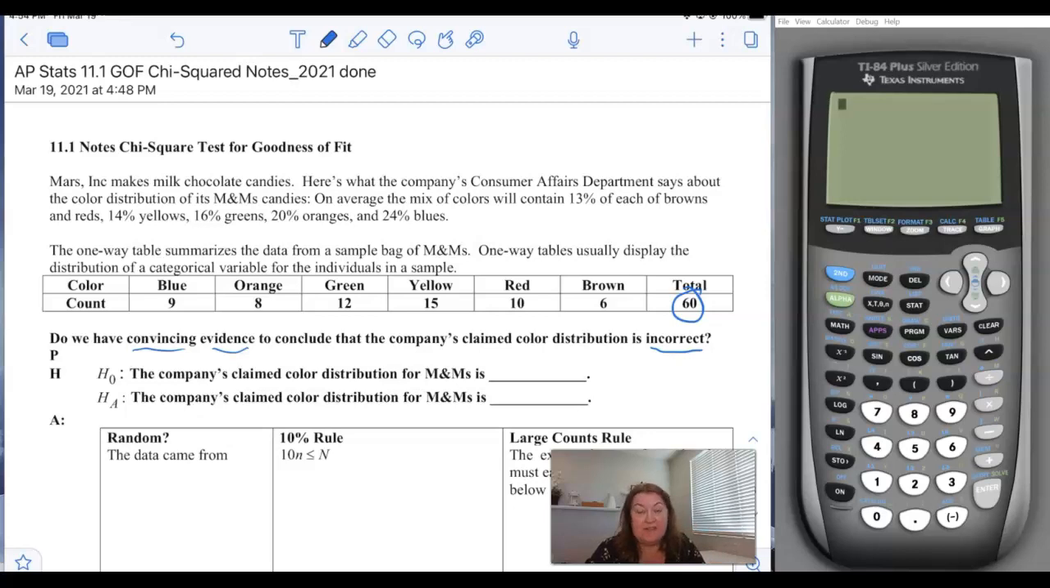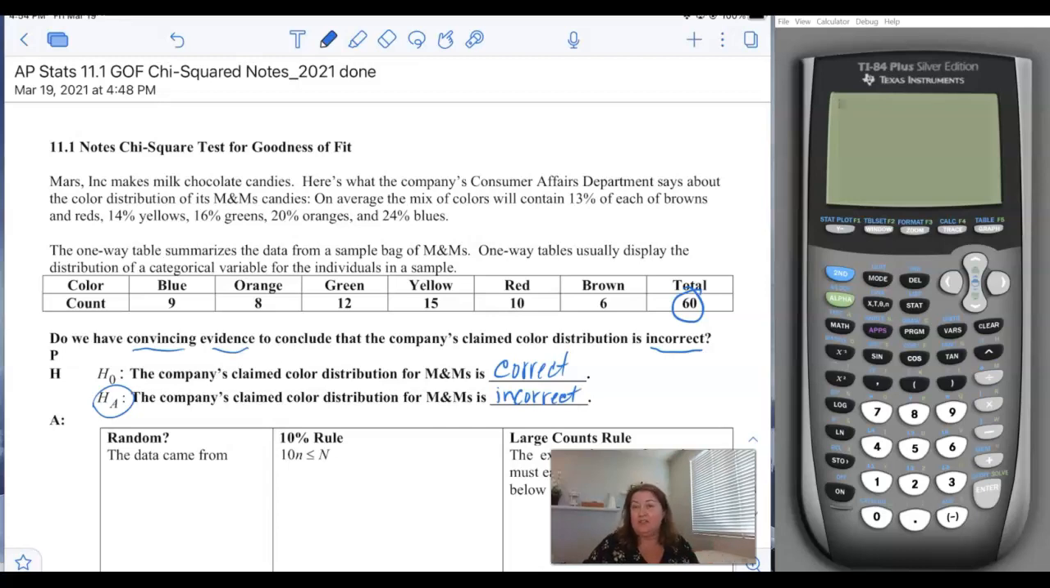So our null hypothesis, we're not really going to have to explain what our parameters are because we're not doing means, we're not doing proportion. So we leave that part blank. We're going to go straight to the null hypothesis, and we're going to say the company's claimed color distribution for M&Ms is correct. All right, and then the alternative is that it's incorrect. Right, remember you're always trying to claim the HA. All right, you're trying to prove that the HA, that something has changed.